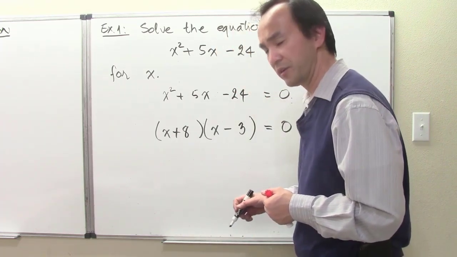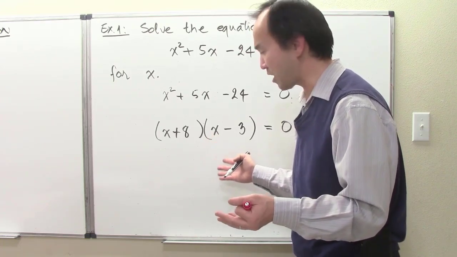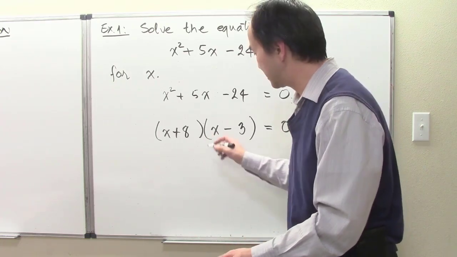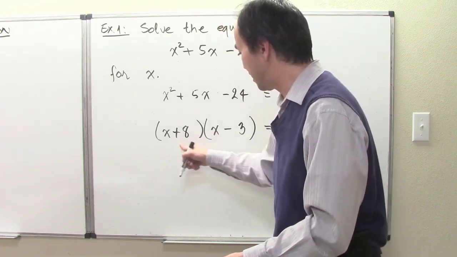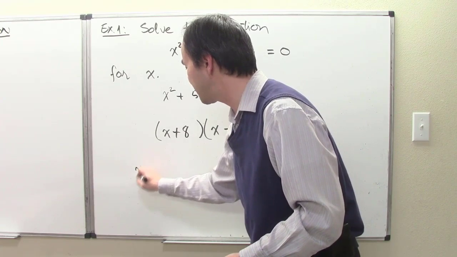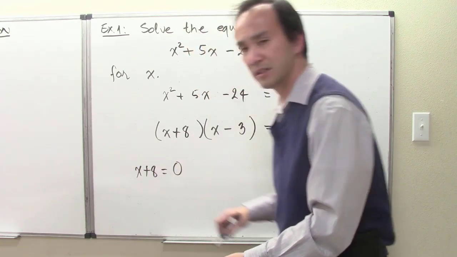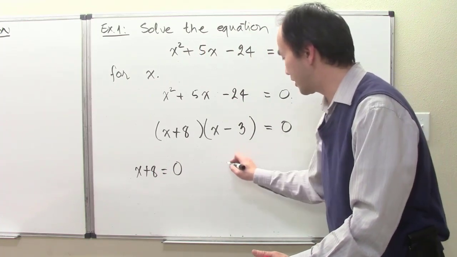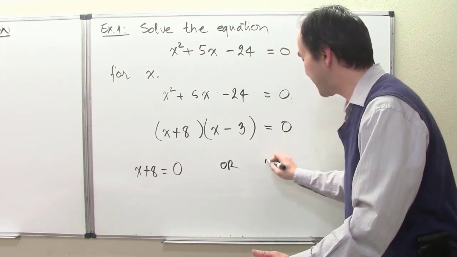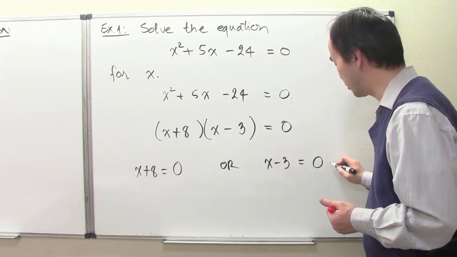After factoring, this is what we can do. We have what's called the product property. As long as we have a product equals 0, then each factor can be set to 0. The first factor, x plus 8, is equal to 0, or the other factor, x minus 3, must equal 0.